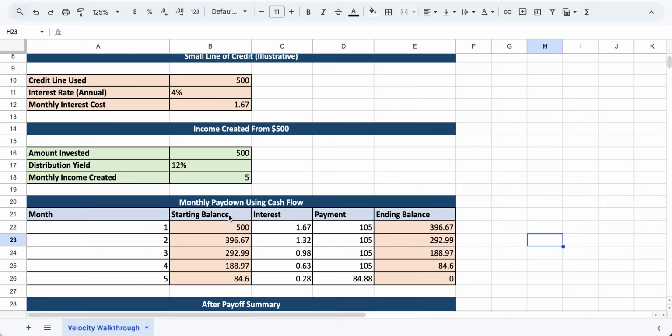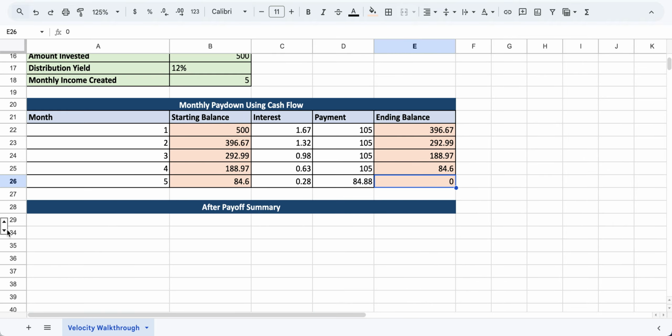Now for the second month, same concept applies. Now the starting balance, it just went down, right? So we start at $396, $1.32 in interest. The payment is also $105, and then we're down to $292. So we're basically deleveraging. So we're taking back, we're paying back that loan, right? And then we go on for the third month, the fourth, and the fifth. And here we go here at the fifth, the ending balance is going to be $0.